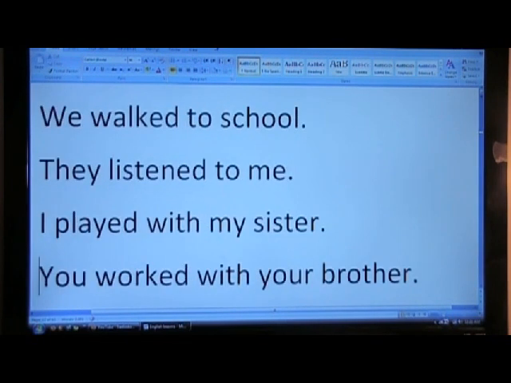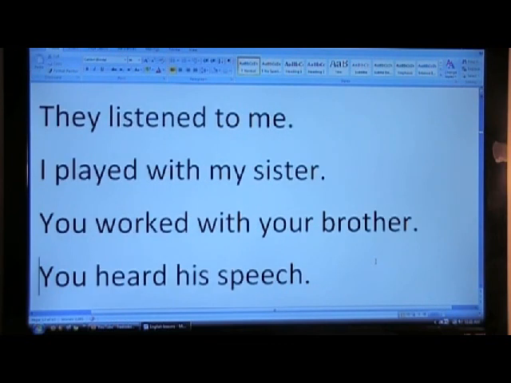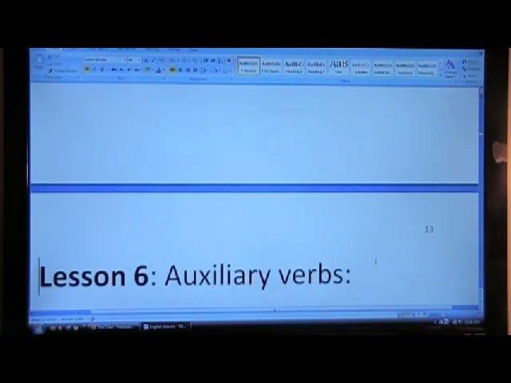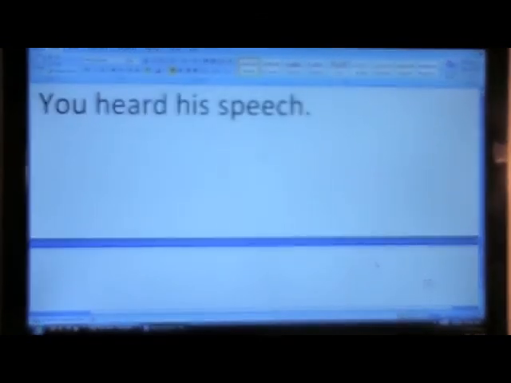We walked to school. They listened to me. I played with my sister. You worked with your brother. You is the subjective pronoun. Worked is the verb, the second format because it's past. Your neighbor is the object. You heard his speech.